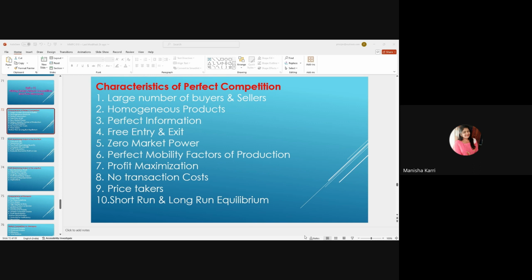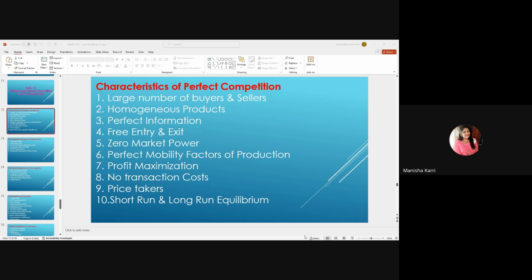Profit maximizing output in the short run. In the short run, firms in perfect competition aim to maximize profits by producing at a quantity where marginal cost is equal to marginal revenue. This occurs when the marginal cost curve intersects the marginal revenue curve. Okay. So the first step here to profit maximizing output in the short run is to calculate marginal revenue.